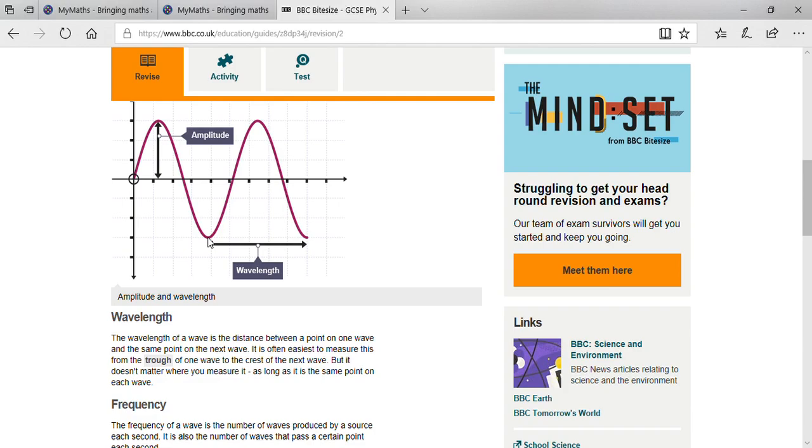Or you can also understand, you are seeing here, the distance between two crests or two troughs. Here the distance between troughs is explained in your figure. You can also understand it as the distance between two crests, or the distance between one crest and one trough, which is also known as your wavelength. Clear?